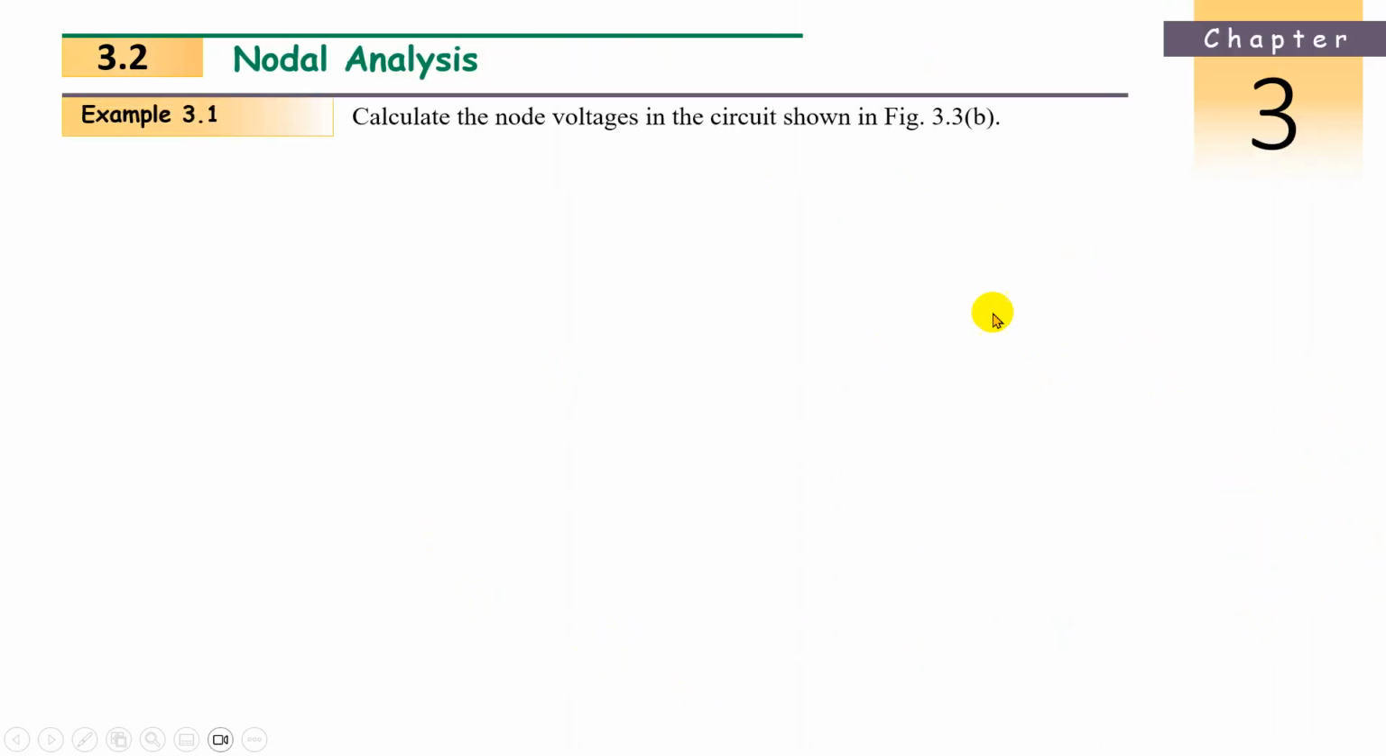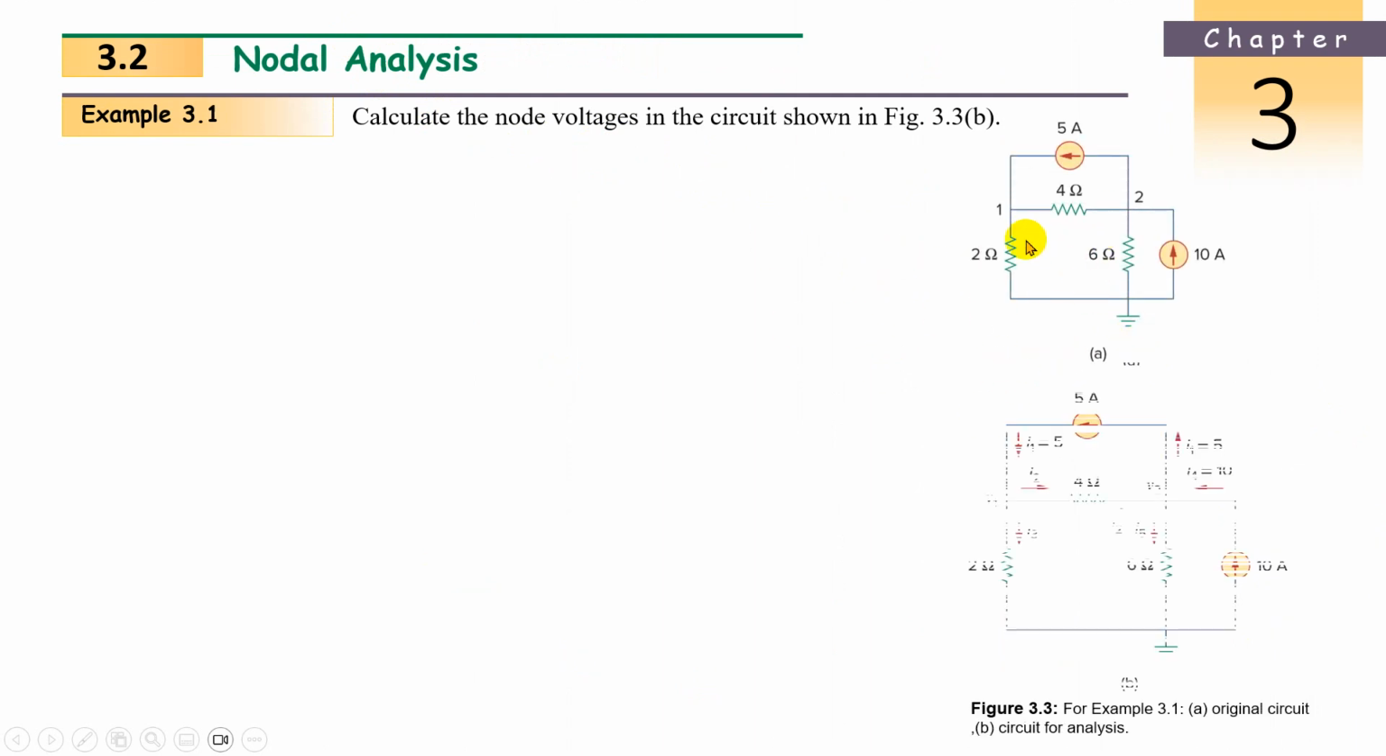So, any doubts in this? We are going for the problem now. This is only for the steps we are involving. One example is here: calculate the node voltages and each branch current. You can stop at node voltages, or you can find the currents also.